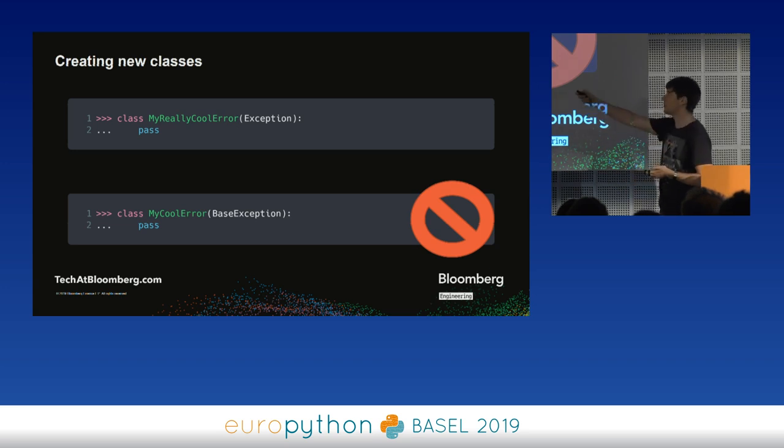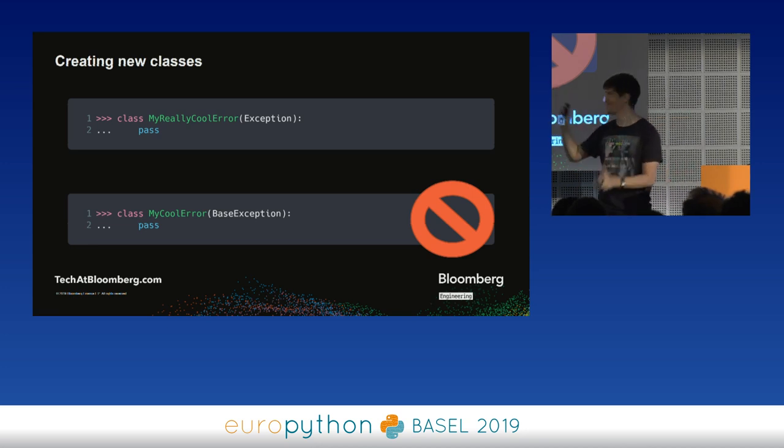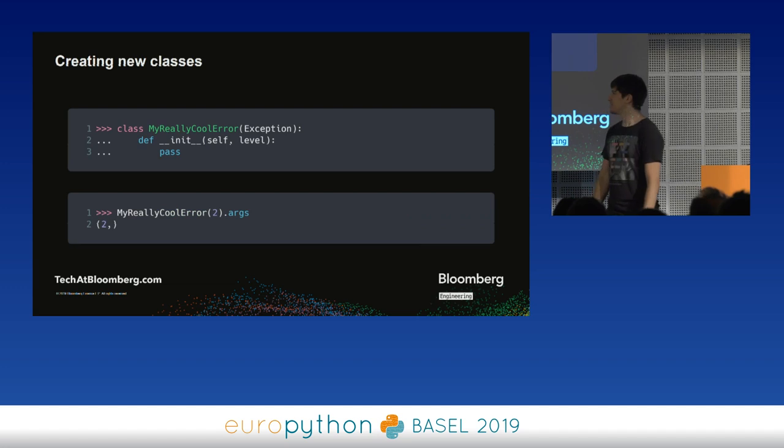So always inherit from Exception. This is in the documentation. What else? Some really cool trick: even if you don't do anything in the init, the args are going to be saved. What's that magic? Look it up.